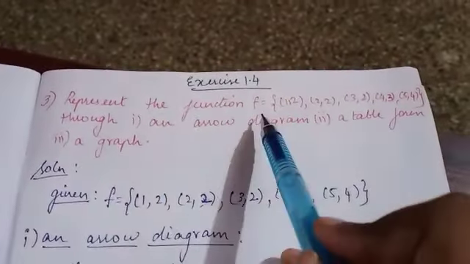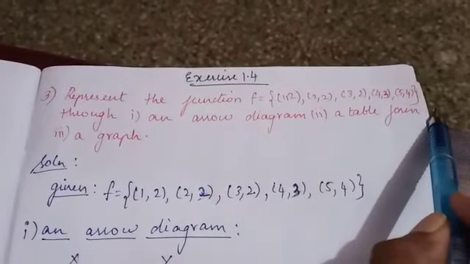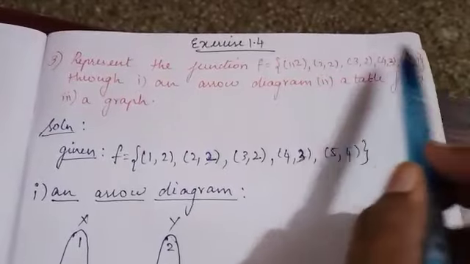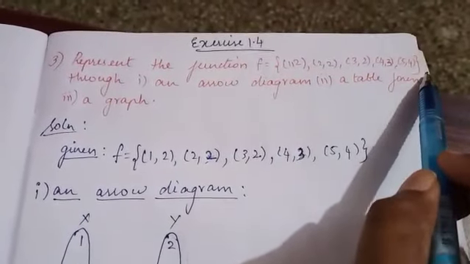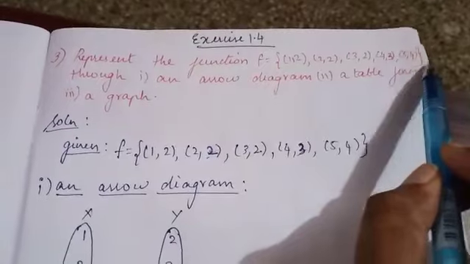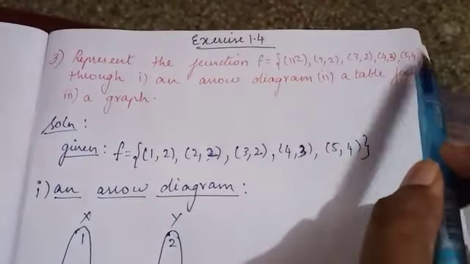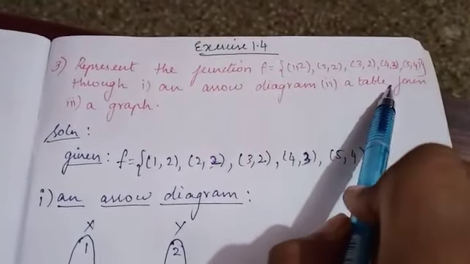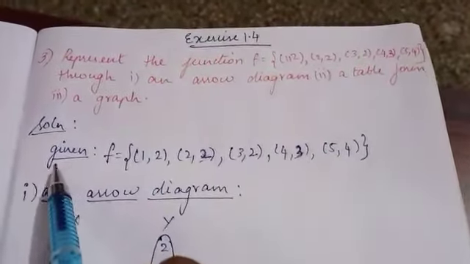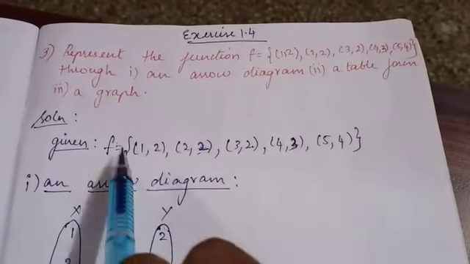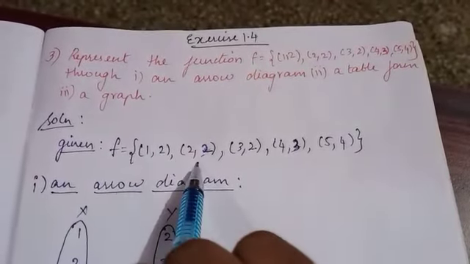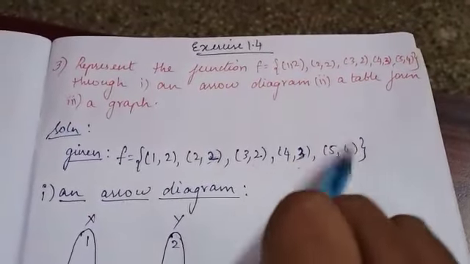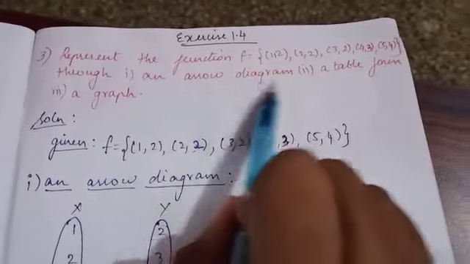So here we are given the function in ordered pairs. Our function is already represented as a set of ordered pairs. So from this we have to find an arrow diagram, a table form and a graph. So what is given? f is equal to {(1, 2), (2, 2), (3, 2), (4, 3), (5, 4)}. So using this we have to represent it in an arrow diagram.